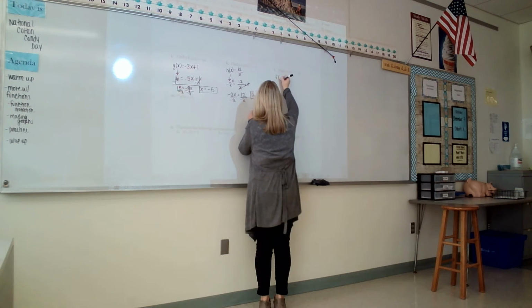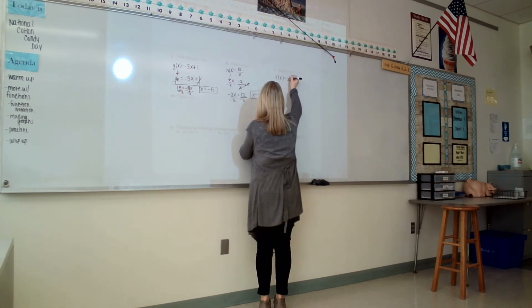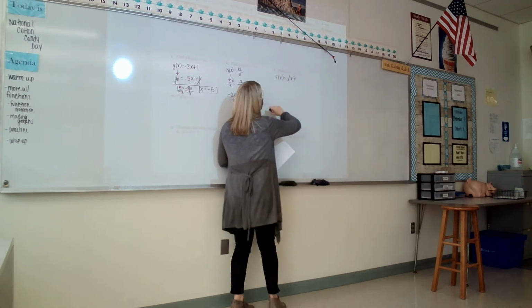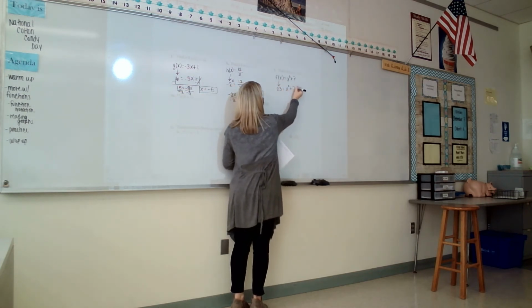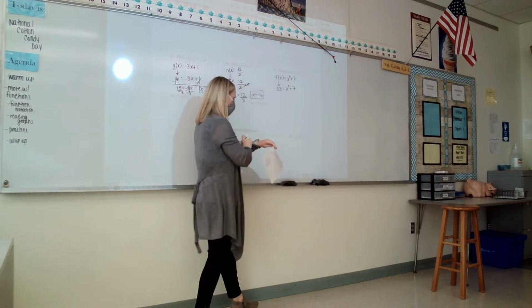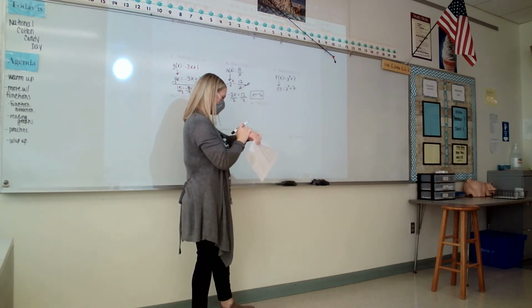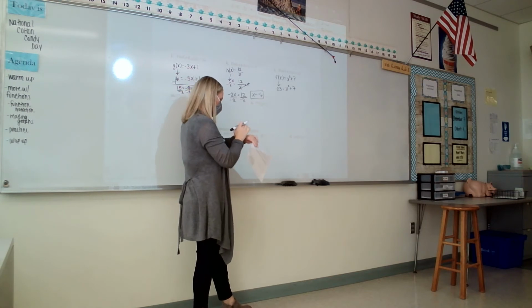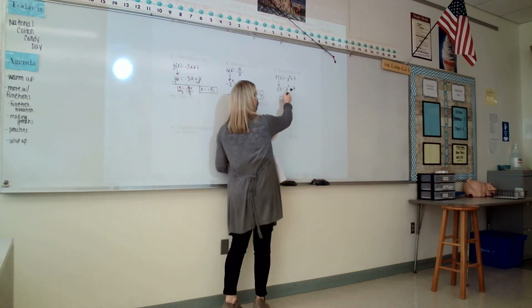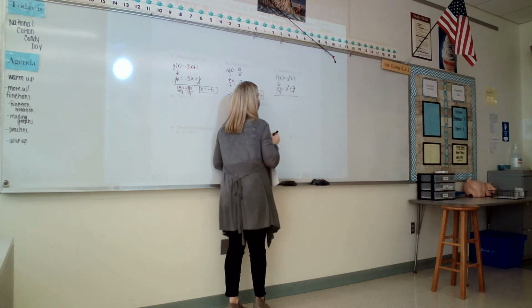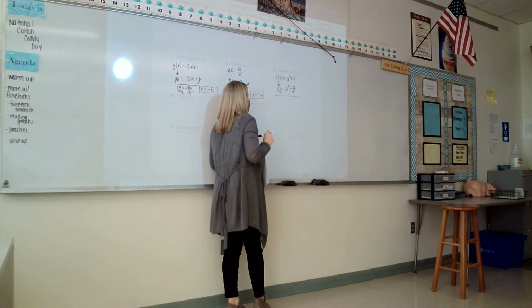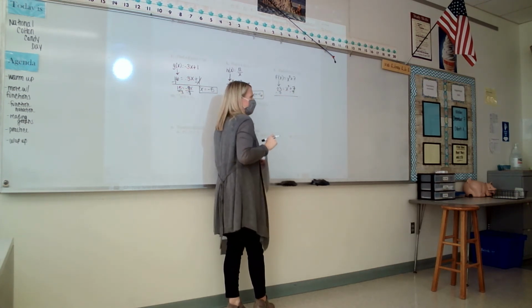What do we got? f of x, I'm just writing the function, equals x squared plus 7. I think about what I have. I have f of x. I'm going to solve, I'm going to subtract 7. What does that come out to? 16.